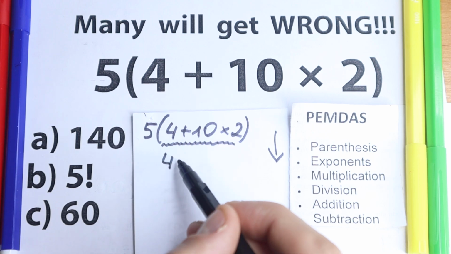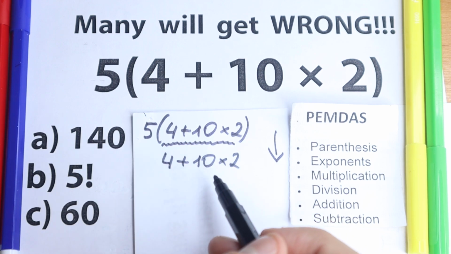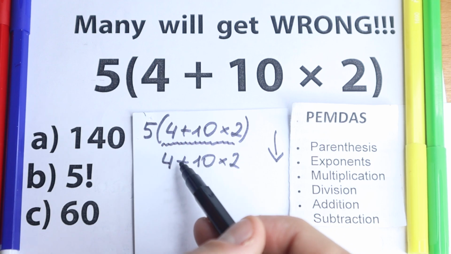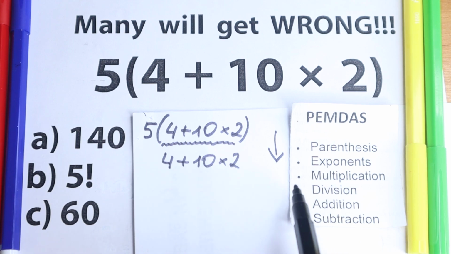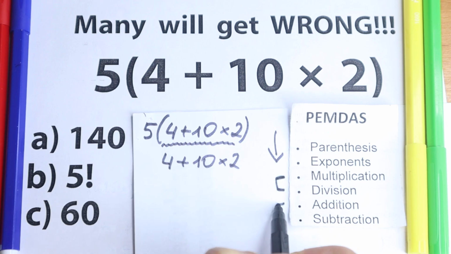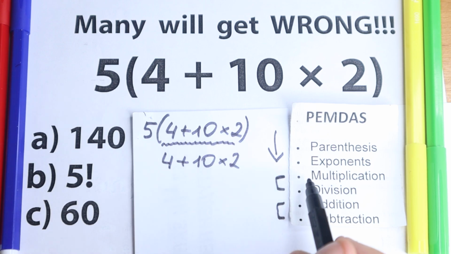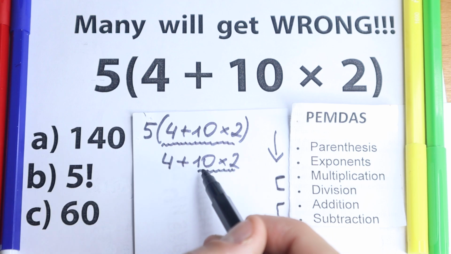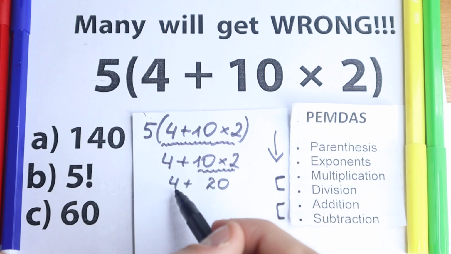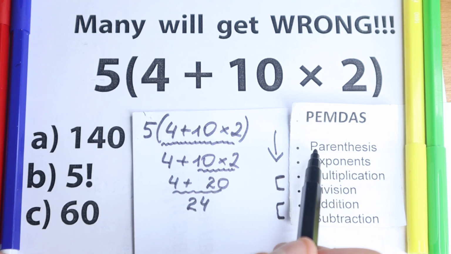So we have 4 plus 10 times 2. Okay, we have this expression in parentheses, and we need to solve it. Of course, there are 2 combinations here: multiplication first, then addition, or addition first, then multiplication. According to PEMDAS, the multiplication and division part comes before the addition and subtraction part. So we need to multiply first, and then add. So 10 times 2 equals 20, and 4 plus 20, our last step in parentheses, equals 24. Okay, that was our first step, the parentheses.